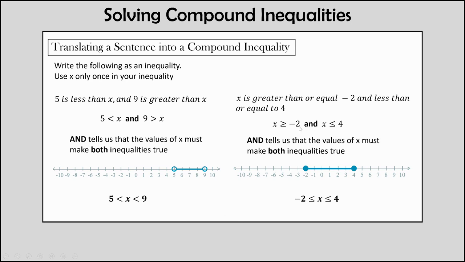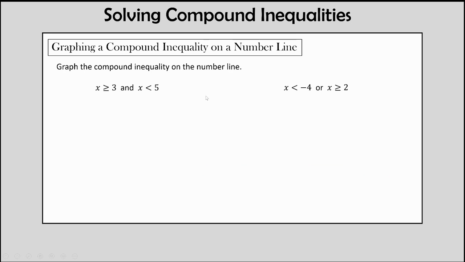So that's what they're looking to get you to do here. It might count it wrong if you write it like this because you're using X twice. They only want you to use X once. All right, so now they just want us to graph these. Now I'm going to do ands and ors. So graph this compound inequality on a number line.